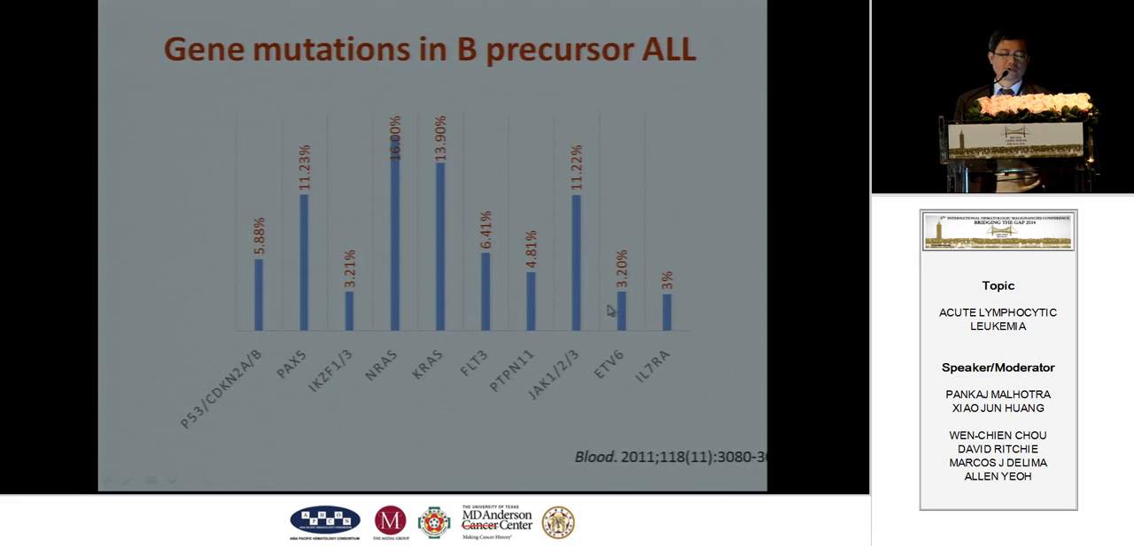And cell cycle related genes such as p53 and the cyclin-dependent kinase inhibitor occur in 6% of these age groups. And NRAS and KRAS each occur in 15% of this group of patients. And FLT3 internal tandem duplication and PTPN11, as we have seen in acute myeloid leukemia, also occur in B precursor ALL, with an incidence of about 5%. And JAK and IL-7 receptor alpha mutations, which we will discuss in more detail later, also happen in this group of patients.